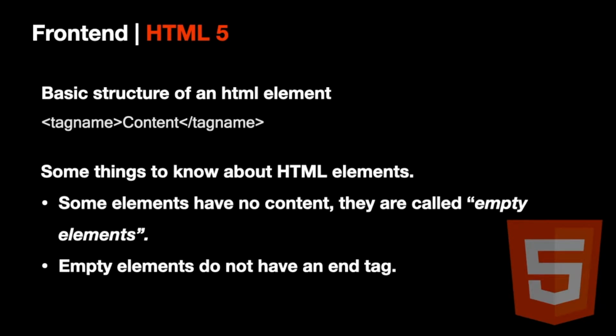Now, this is the basic structure of an HTML element. It begins with a start tag. Then in between we have some content, and then it ends with an end tag. So we have a start tag, which is the tag name enclosed in angle brackets. We have some content, and then we have an end tag. The end tag looks like the start tag, but with a slight modification. You see, after the opening angle bracket, it has a forward slash. That's just to denote that this is an end tag.